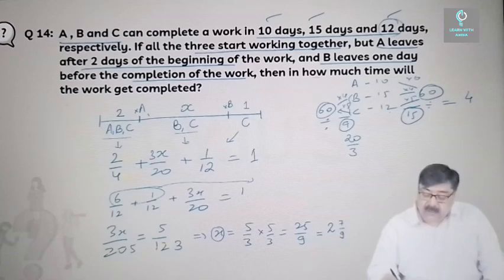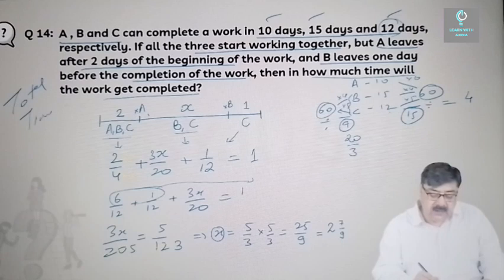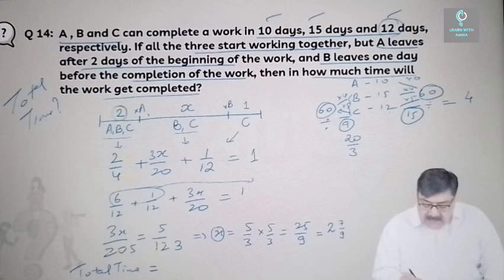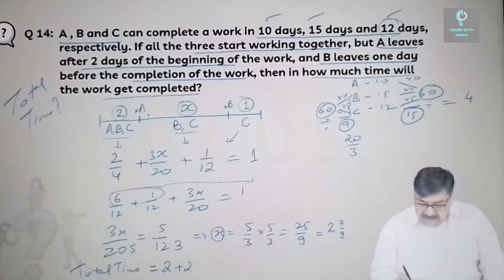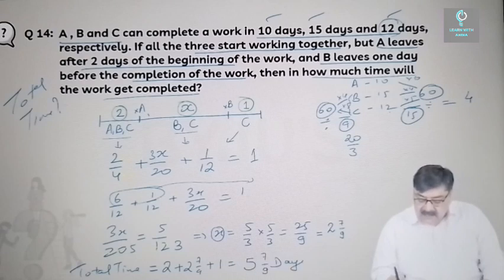Now he says, in how much time will the work get completed? That is, he's asking you for total time. So total time here is nothing but 2 days plus x days plus 1 day. So that is 2 plus x, that is 27 by 9, plus 1, that is nothing but 5, 7 by 9 days.